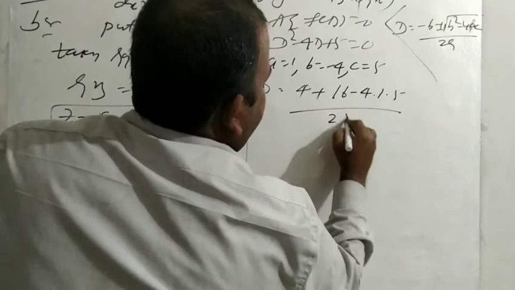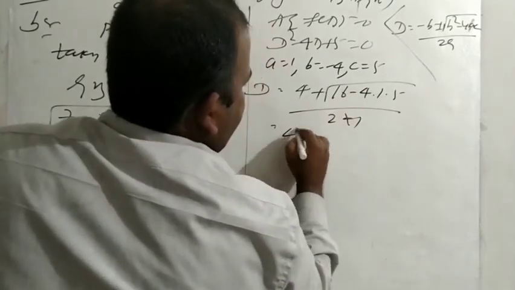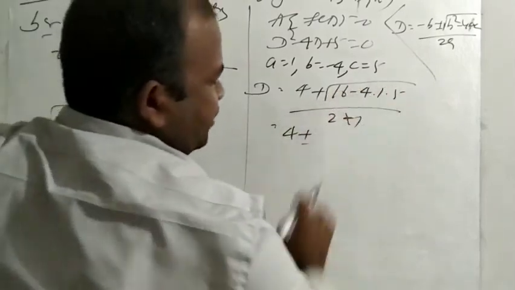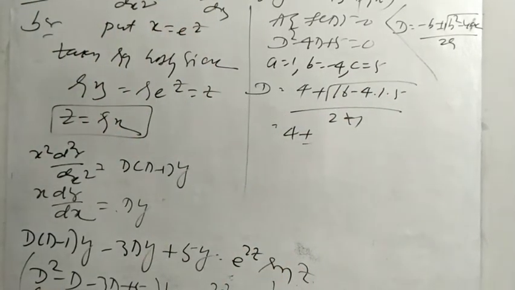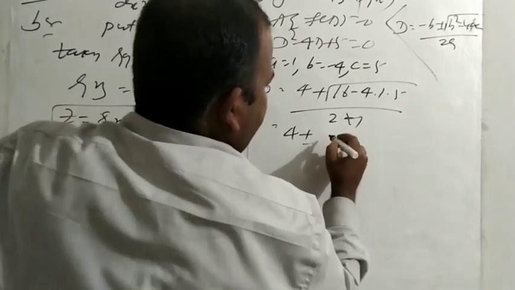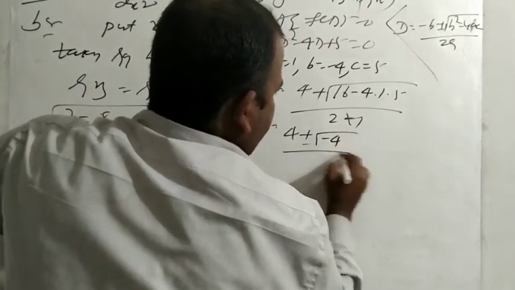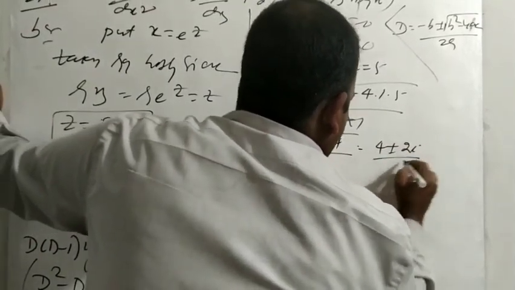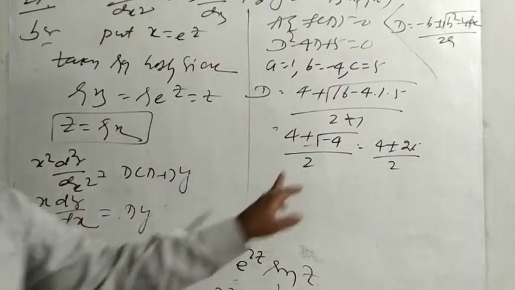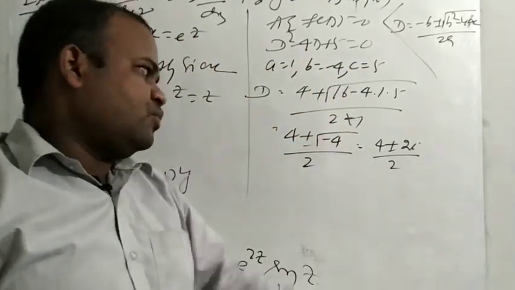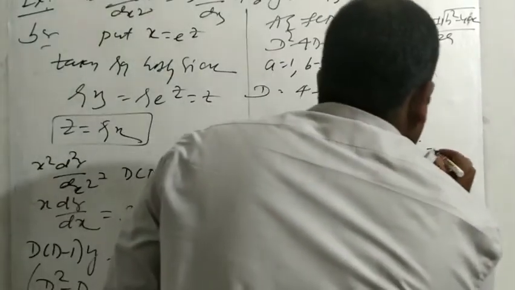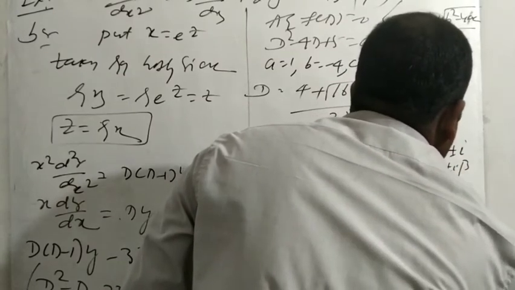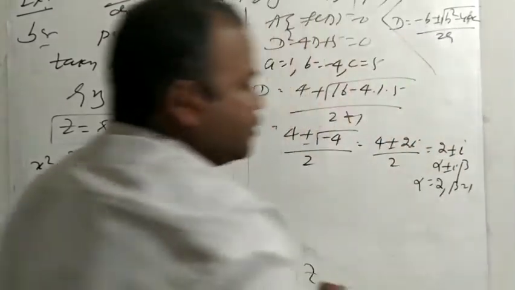So this is 4 plus or minus square root of 16 minus 20, which is minus 4, so minus 4 upon 2. So this is 4 plus or minus 2i upon 2, because the root of minus 1 is i and the root of 4 is 2. Then cancel the common 2. So this is 2 plus or minus i, which is alpha plus or minus i beta. Alpha equals 2 and beta equals 1.